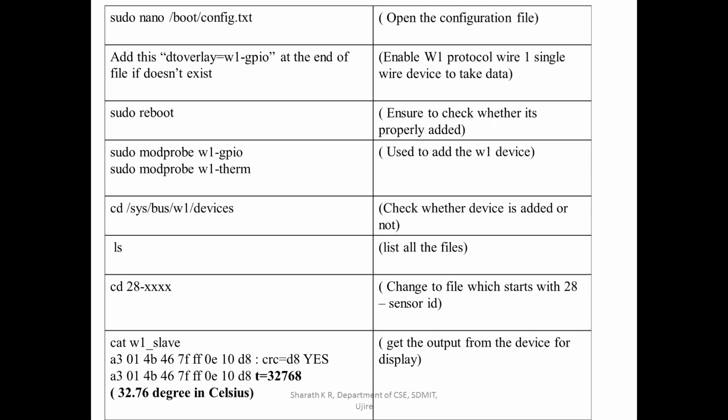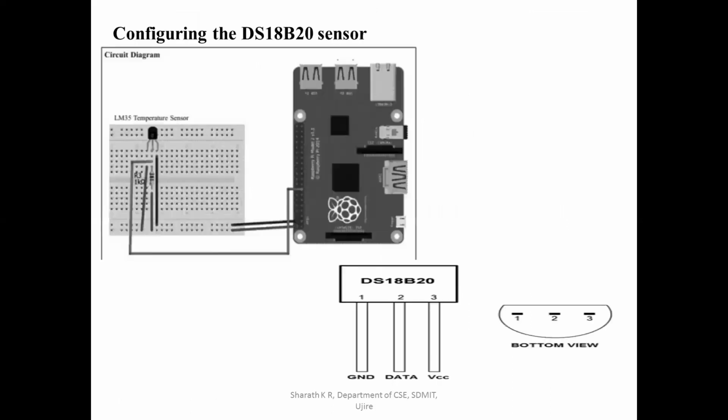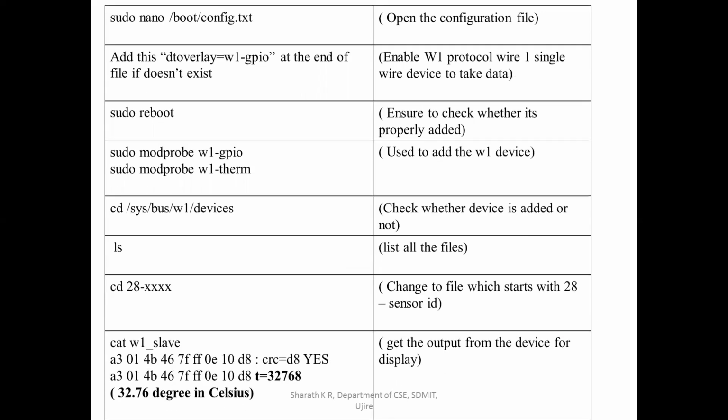So coming to the first way, in which the code could be written straight away using the terminal. The first thing is, there are certain sensors which require the configuration to be done even before the sensors can be used, and this DS18B20 sensor also requires the configuration to be done even before it can be used for accessing the temperature data. So let's now look at the steps in which the configuration could be done.